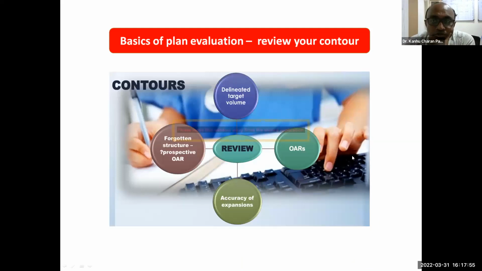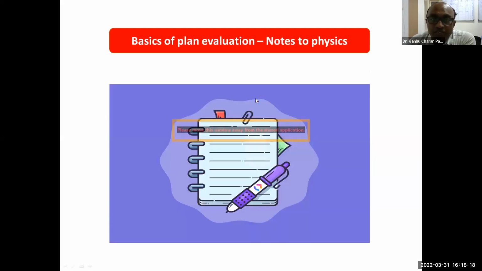Before handing over the volumes to the physicist for planning, you have to review the structures, the accuracy of expansions, any forgotten structure, and any prospective OARs; anything has to be cleared. The delineated target volumes, GTV, CTV, PTV, have to be checked. Then you give it to the physicist on the planning system. Notes are also available, so you can write properly what you want, your constraints, or specific things you want to inform the physicist, to help the planning.